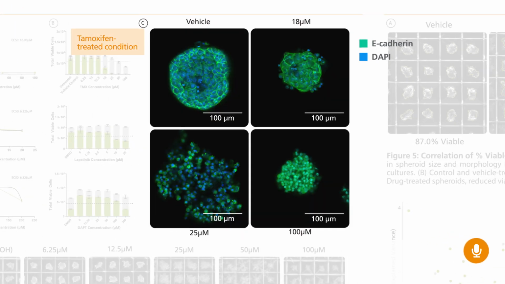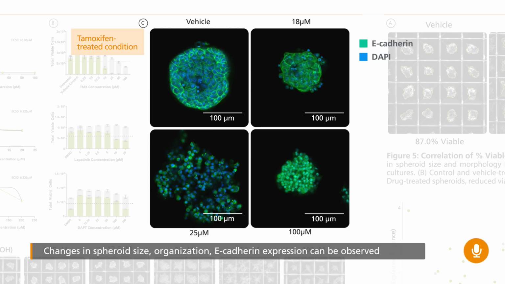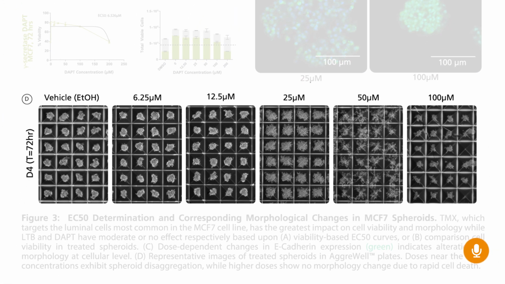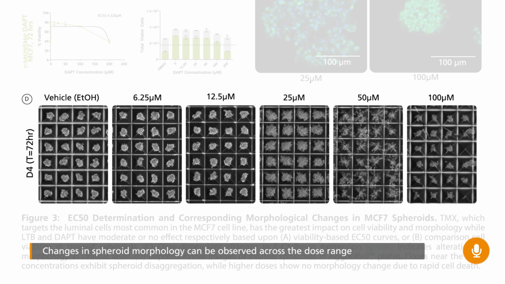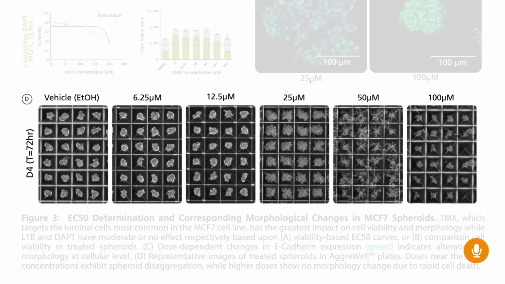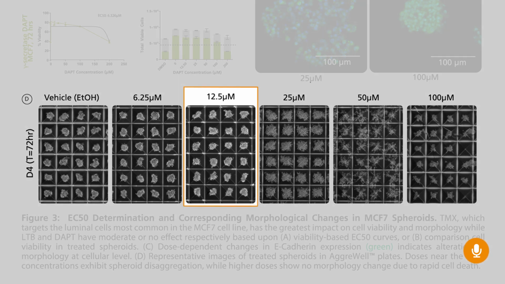Panel C shows representative spheroids from tamoxifen doses immunostained with ecadherin in green and counterstained with DAPI shown in blue. These images demonstrate changes in spheroid size, organization, and ecadherin expression that match the drops in cell viability shown in panels A and B. Panel D shows that even at low magnification and using basic bright field microscopy, changes in spheroid morphology resulting from cellular changes can be observed across the entire tamoxifen dose range. It also shows mild disruption of surface smoothness appearing in 12.5 micromolar treatments and moderate to severe disaggregation occurring in the 25 to 50 micromolar range.